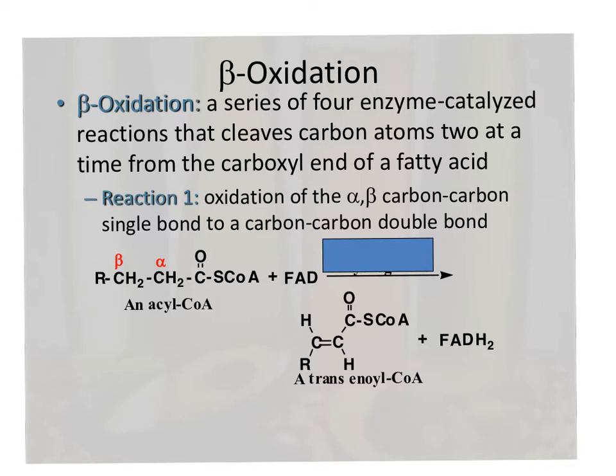So we have the acyl-CoA, we have FAD. Out of it, we get FADH2 and the trans-enoyl-CoA. So that's why whenever I asked you if trans fats are naturally occurring, it's like no with a little asterisk. This is the asterisk, okay?